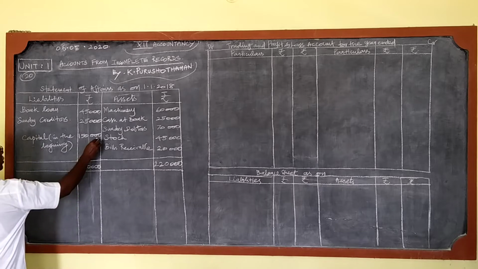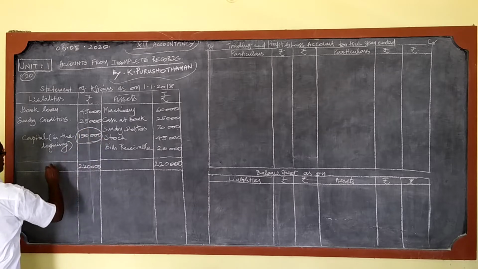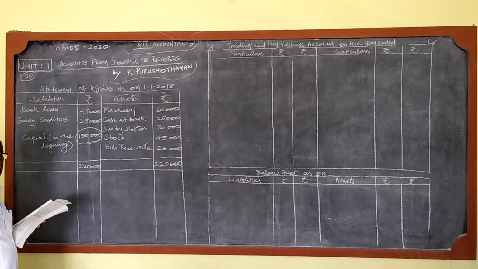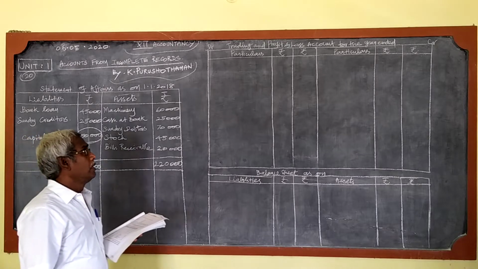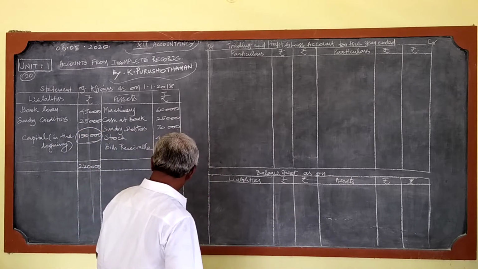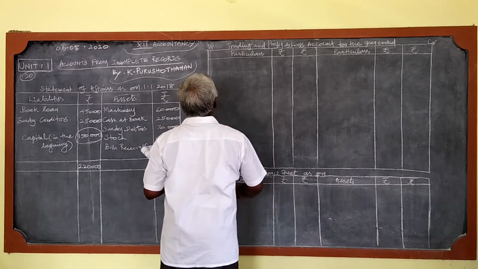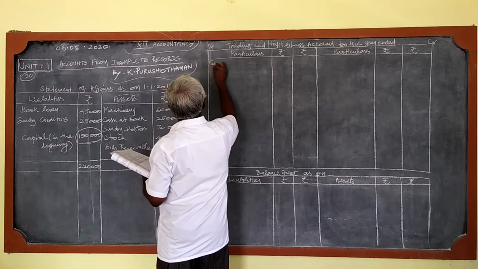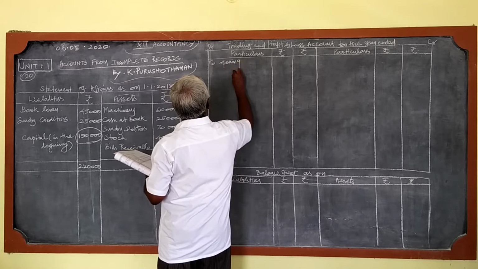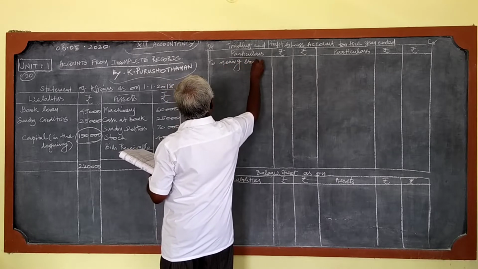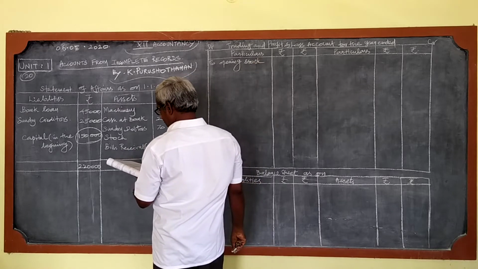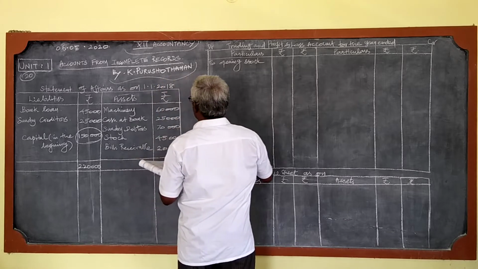So we have found out the capital here, which is missing in the problem, which will be helpful for the preparation of balance sheet. Now we shall go to the trading account. For the trading account, what must be written first? To opening stock. Opening stock, that is stock in the beginning of the year. Stock 45,000.